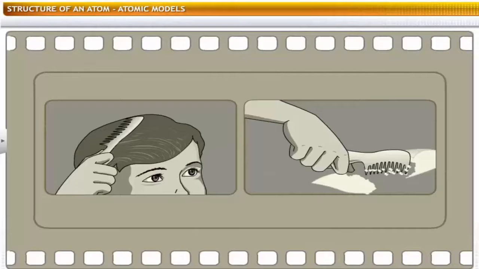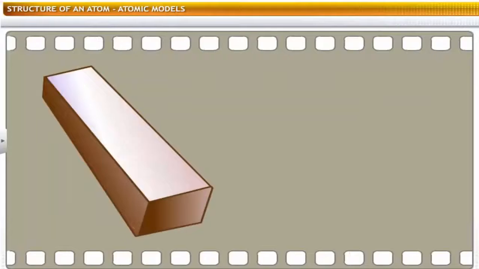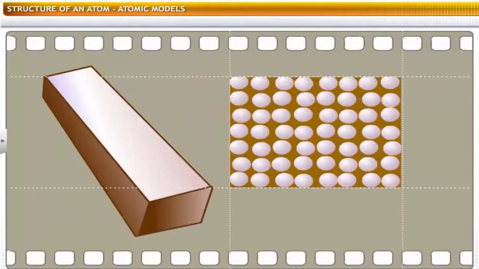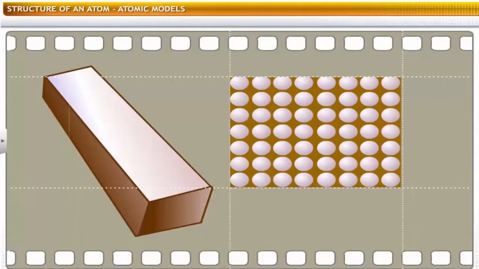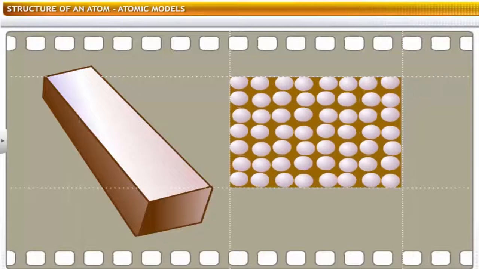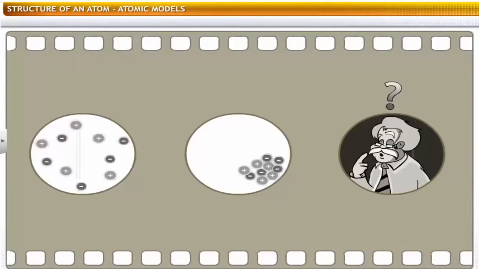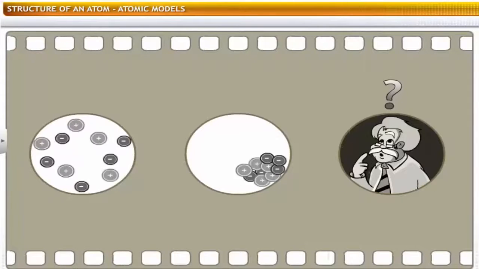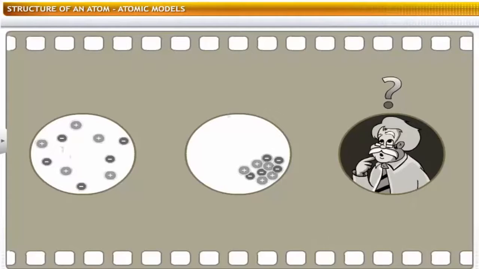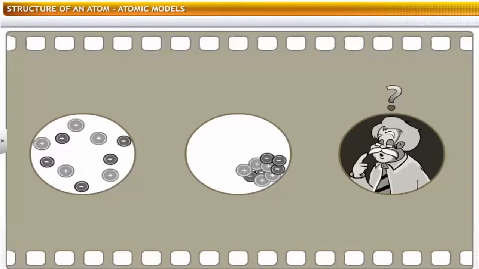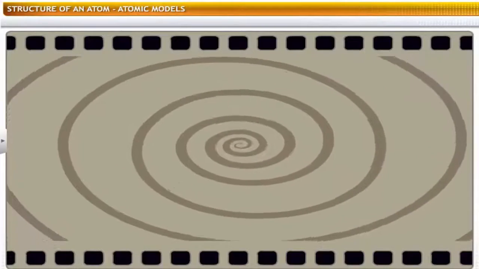You may wonder where the charge comes from in the first place. Well, matter is made of atoms, and all atoms consist of charged particles. Are the charged particles arranged in any particular manner? Are the charged particles spread throughout the atom, or are they concentrated in one place? To answer these questions, let's go back in time.